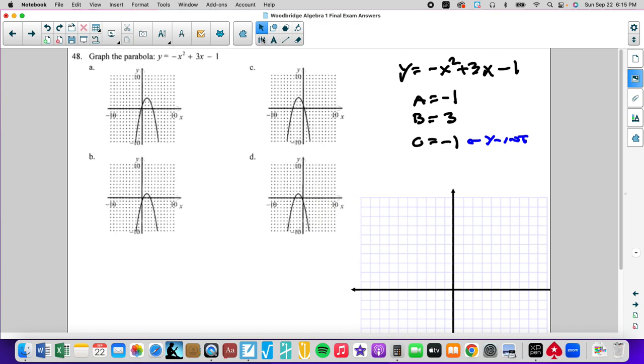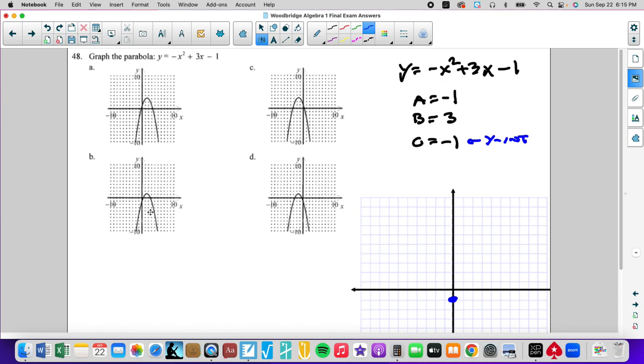So I already know one of my points is going to be negative 1. Well, that's not negative 1. That is negative 1. So I've already eliminated two graphs. I know it has to be B or D. I know it's going to be upside down because my A value is negative, so that doesn't help me.